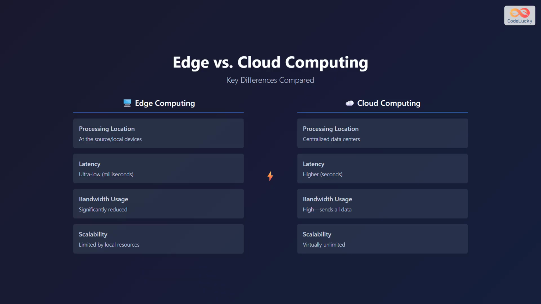Bandwidth usage is dramatically different. Edge computing reduces bandwidth by processing data locally and sending only essential information to the cloud. Cloud computing requires sending all data to centralized servers, using much more bandwidth. Scalability works differently too. Edge computing is limited by local resources available at each location. Cloud computing offers virtually unlimited scalability since you can add more resources to centralized data centers. In practice, many organizations use both technologies together, leveraging edge computing for quick local decisions and the cloud for large-scale storage and complex analysis.